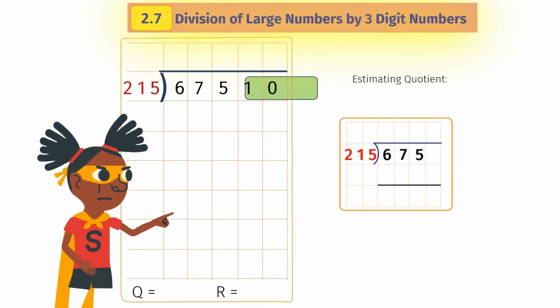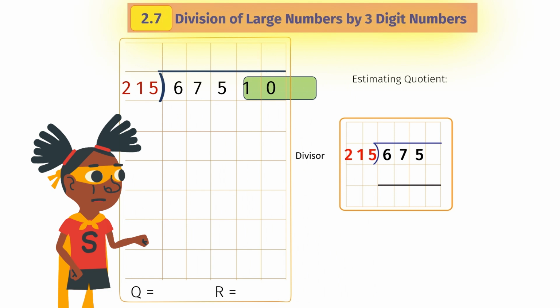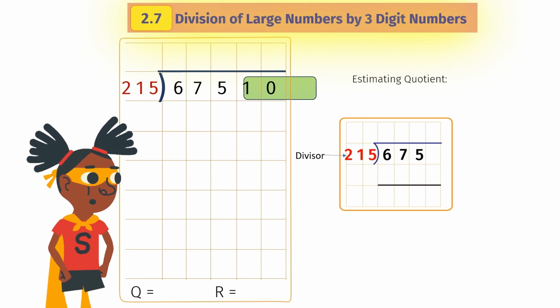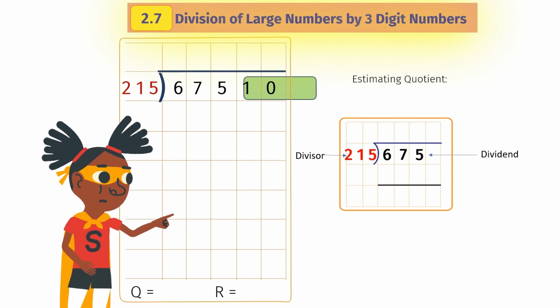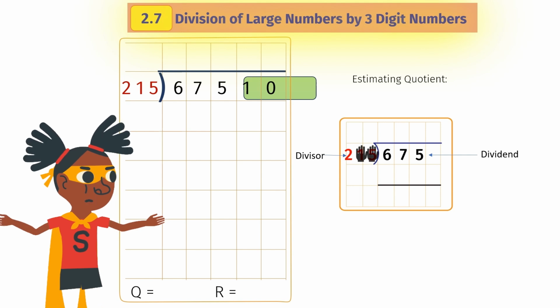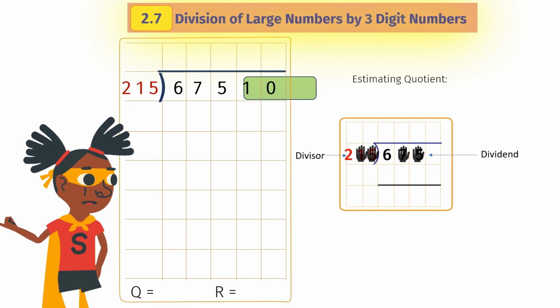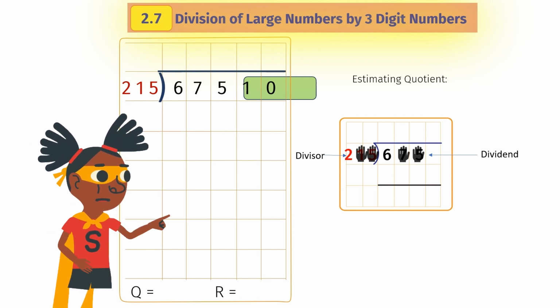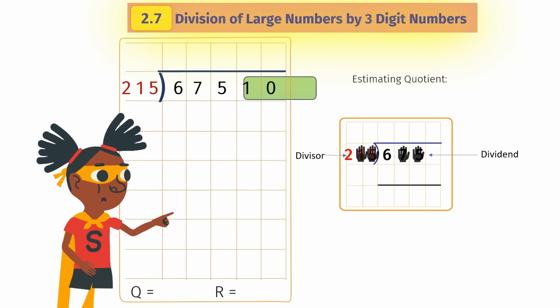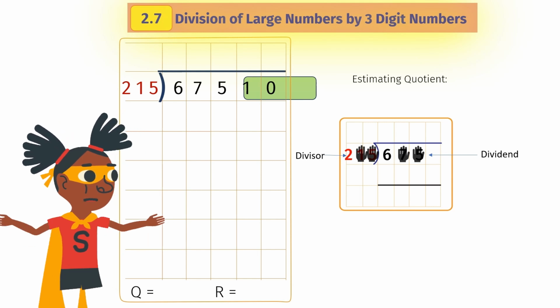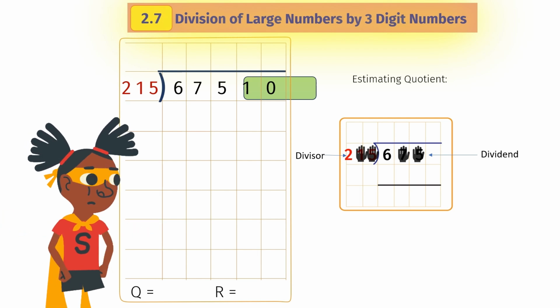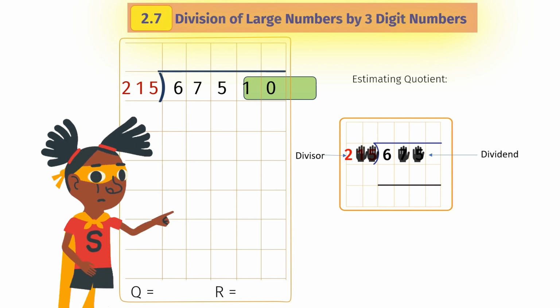The principle of division is the same. We estimate by reducing the divisor to one digit. We do that by hiding 2 digits of 215. So we also hide 2 digits of 675. Remember, the number of digits hidden is decided by the divisor. And then, it is the same for dividend and divisor. This is important. So, we get 6 divided by 2. Estimate comes to 3.